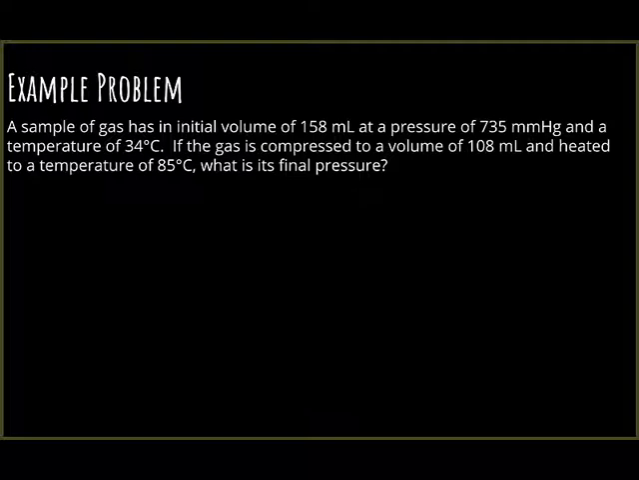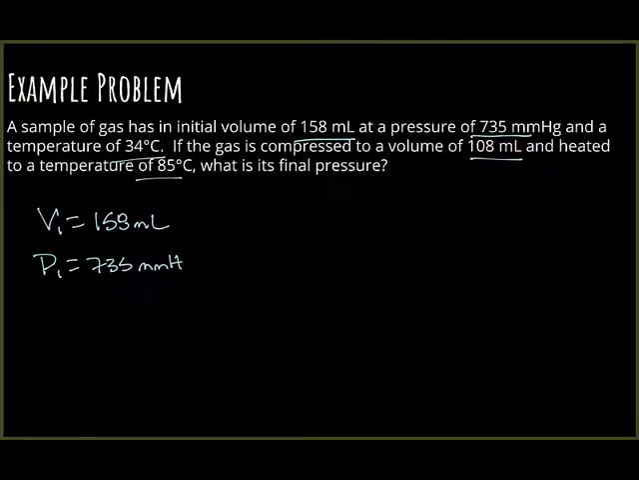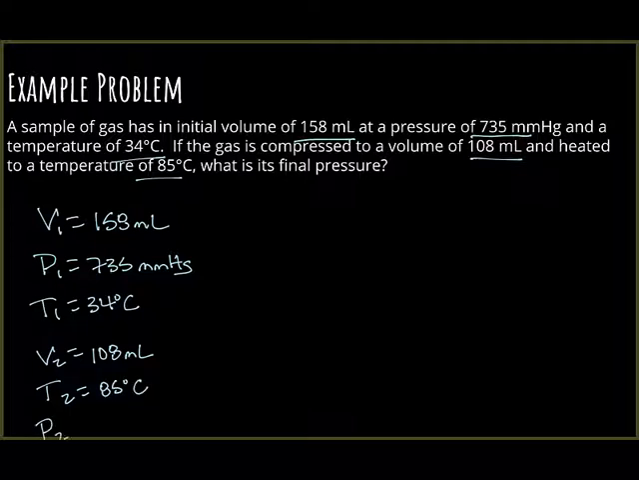And this is why we talked about in the very beginning how you're going to make a list of the variables as you read through the problem, because then that will let you know which parts of that formula you need. Okay, so it says the initial volume, so V1 is 158 milliliters. Initial pressure is 735 millimeters of mercury, and a temperature of 34 degrees Celsius. The gas is compressed to a new volume of 108 milliliters, and it's heated to a new temperature of 85 degrees Celsius. I want to know what is its final pressure.